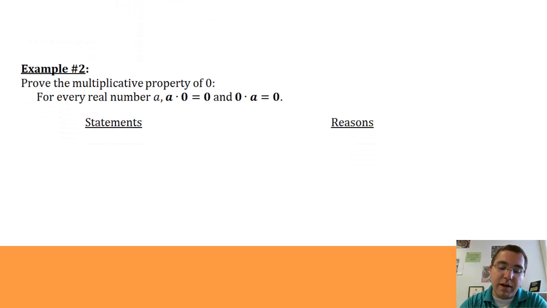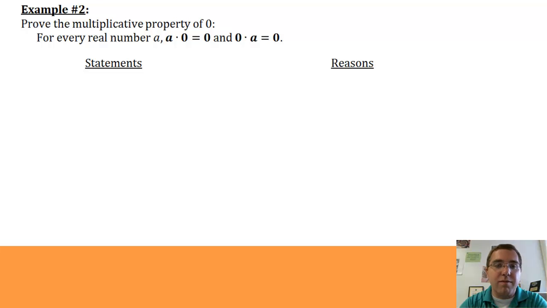In your immediate practice problem, you're going to prove the cancellation property of multiplication, which will work very, very similarly. A second example, prove the multiplicative property of 0. The multiplicative property of 0 says that for every real number a, and a could even be 0 itself, if I take a times 0, I get 0. And if I take 0 times a, I get 0. So a real number times 0 is 0.